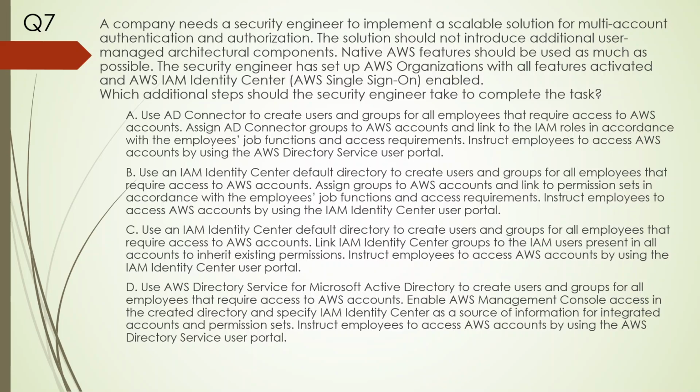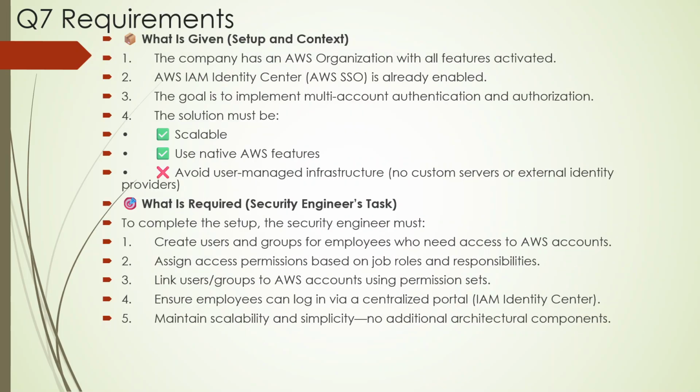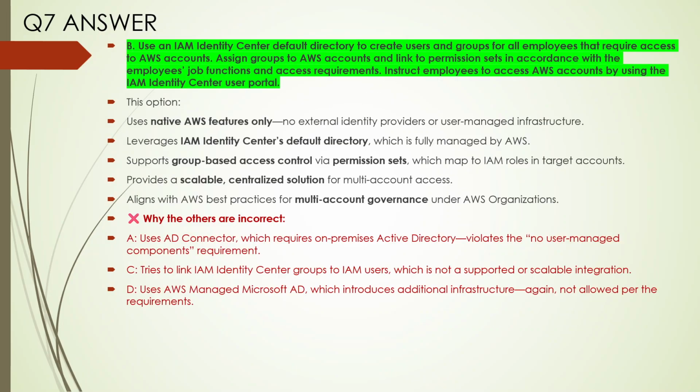So answers A and D use Active Directory from Windows, so those should not be the answer. So the answer is either B or C. And the correct answer is letter B. Use an IAM Identity Center default directory to create users and groups for all employees that require access to AWS accounts. Assign groups to AWS accounts and link to a permission set in accordance with the employee's job function and access requirement. Instruct the employees to access AWS accounts by using IAM Identity Center.